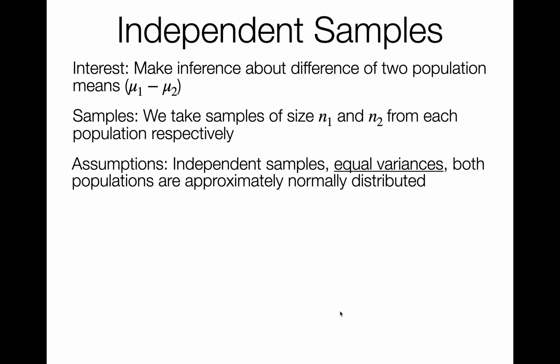The assumptions are that we have independent samples, which was the same as last time, but this time we have equal variances. What does that mean? Or equal standard deviations, you could think of. That means that hypothetically, we believe that each population has the same spread. We also believe that the population distributions are approximately normal, so they're normal distributions with the same standard deviation.